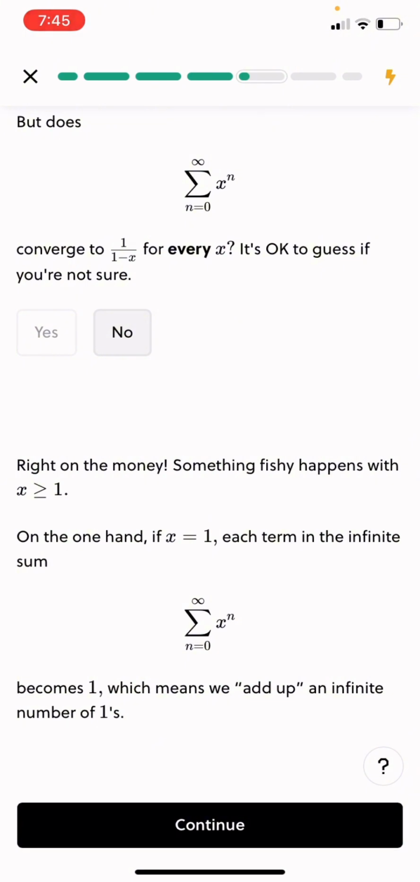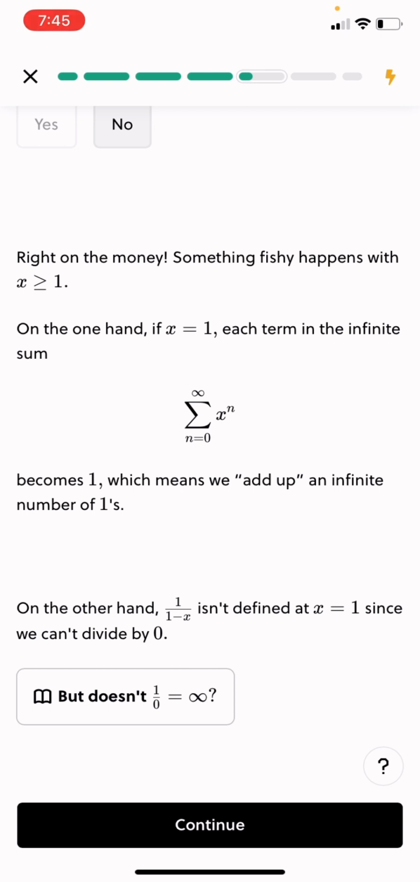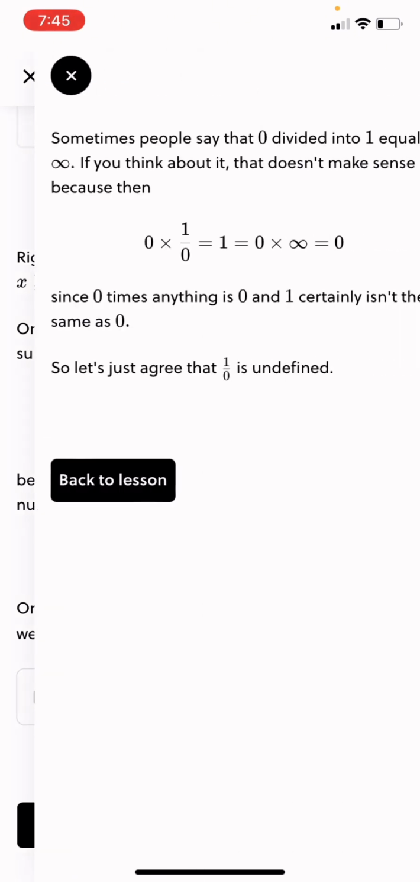Something fishy happens with x greater than or equal to 1. On the one hand, if x is equal to 1, each term in the infinite sum over n = 0 of x^n becomes 1. Keyword: becomes, which means we add up an infinite number of ones. On the other hand, 1/(1 - x) isn't defined at x = 1, since we can't divide by 0.